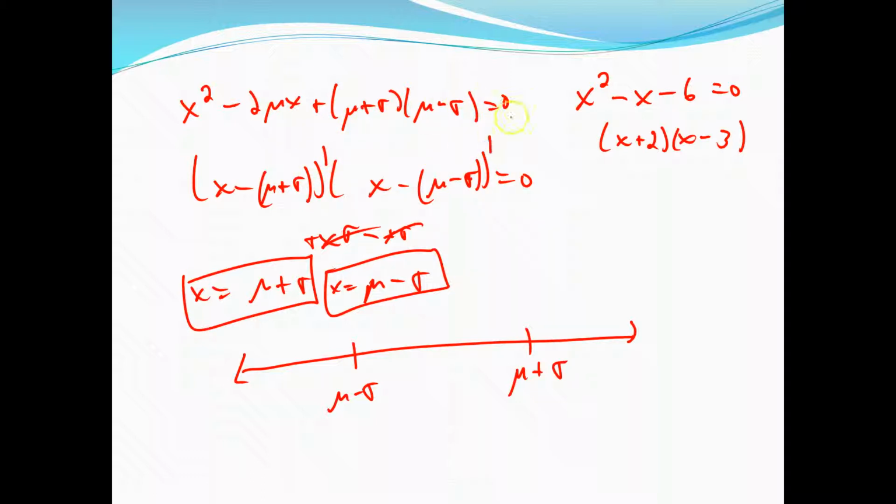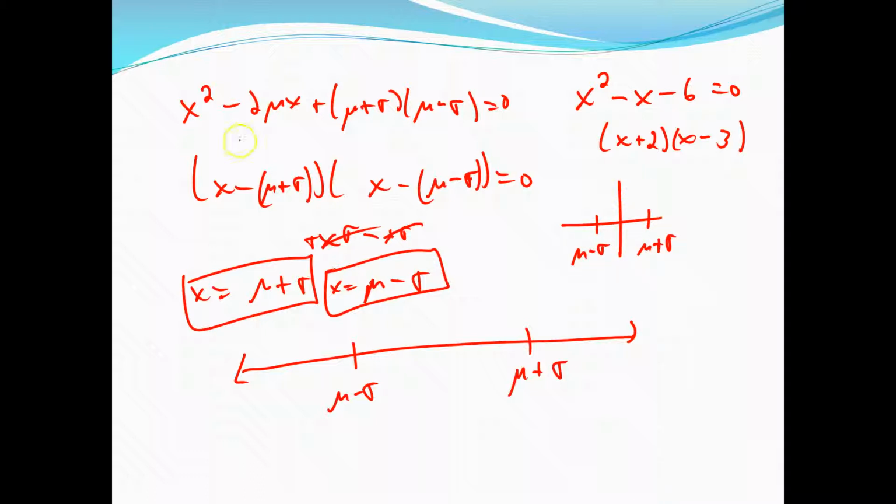If you remember your multiplicity of roots from last year in pre-calc, if it was a double root, it could bounce. If it was a triple root, it would still pass through. But since they're both single roots, it means there has to be a change there. This is a quadratic. It means that we have to either go from positive to negative or negative to positive at mu minus sigma and mu plus sigma.